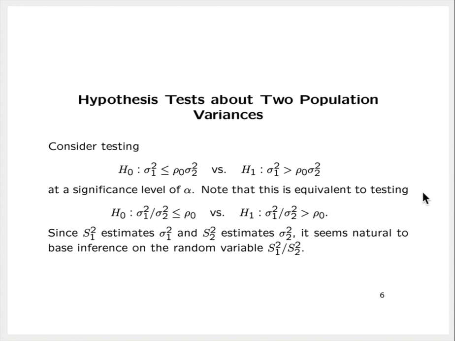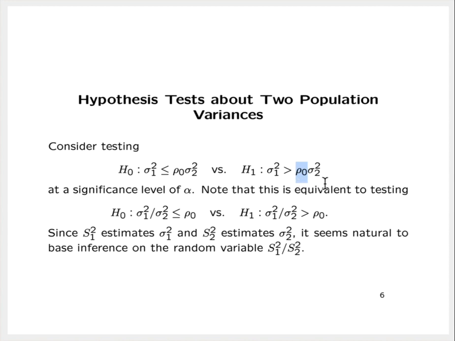Now notice, the alternative hypothesis, remember we put what we want to prove or show in the alternative hypothesis. And so what we're trying to show here is that the variance of population 1 is greater than some multiple of the variance of population 2. Note that that multiplicative factor could be less than 1, it could be 1, or it could be greater than 1. The value that we use will depend on the particular problem that we're looking at.